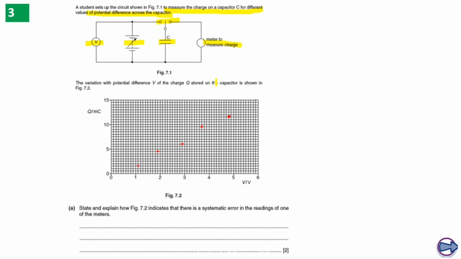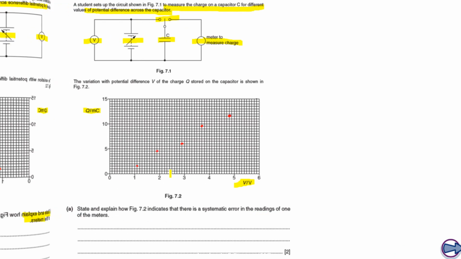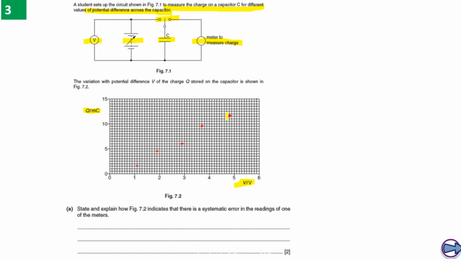The student did this experiment and then plotted data points. He took potential difference on the x-axis and charge on the y-axis. Data points are given to us. As you can see here, these red dots are data points, and 5 data points are given to us.